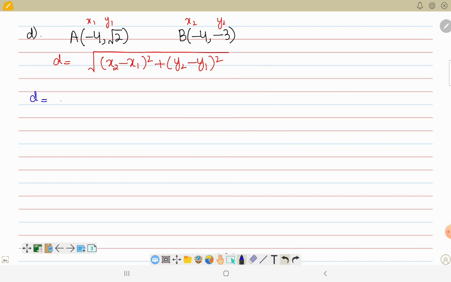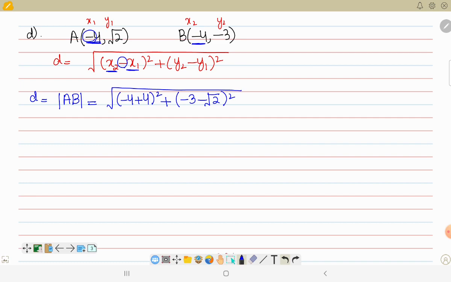Distance is represented by small d. We are finding the distance between the points A and B. So we'll write it as -4 plus 4 whole square, as the value of x2 is -4 and x1 is -4 again. So this minus and this minus will become plus. Okay, so plus, for y, y2 is -3 and minus square root 2 whole square.